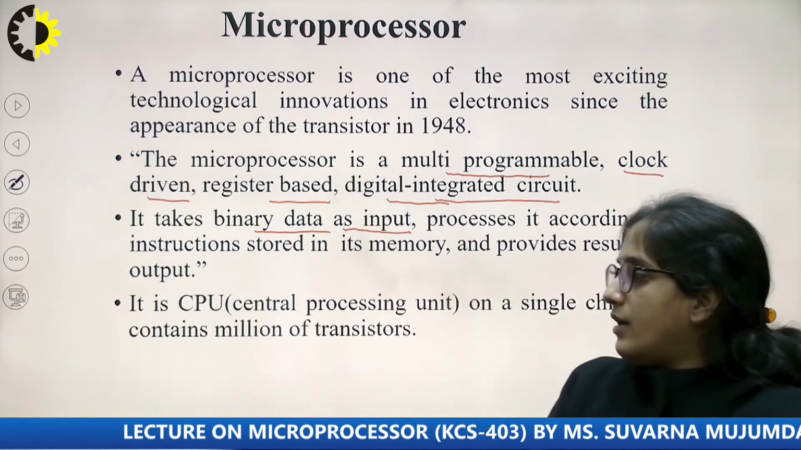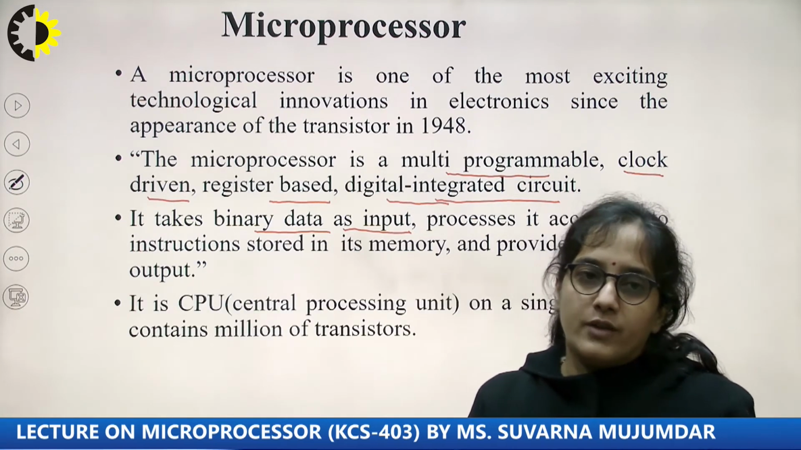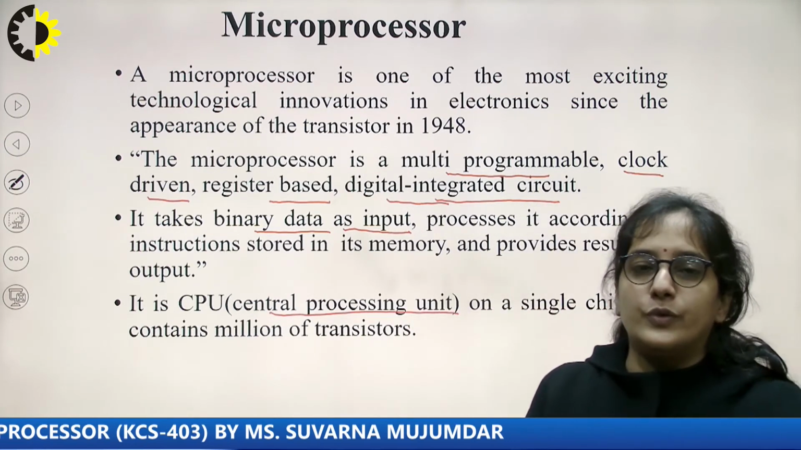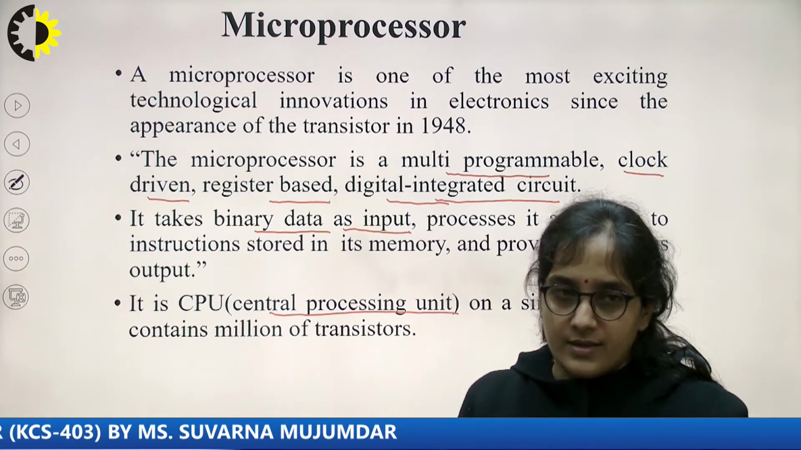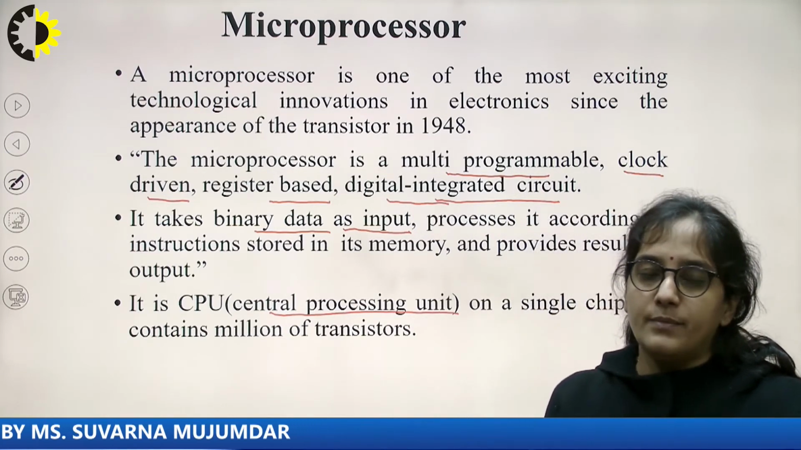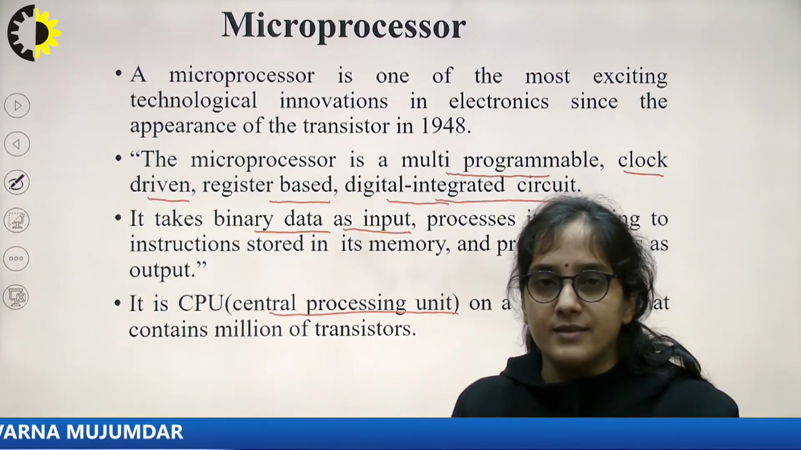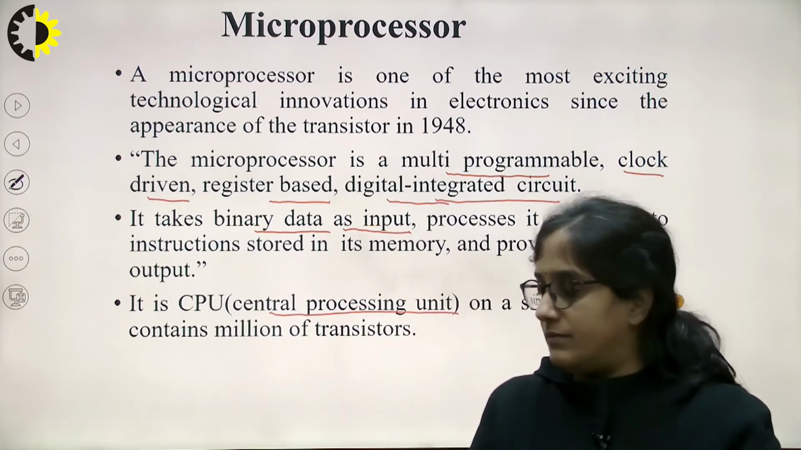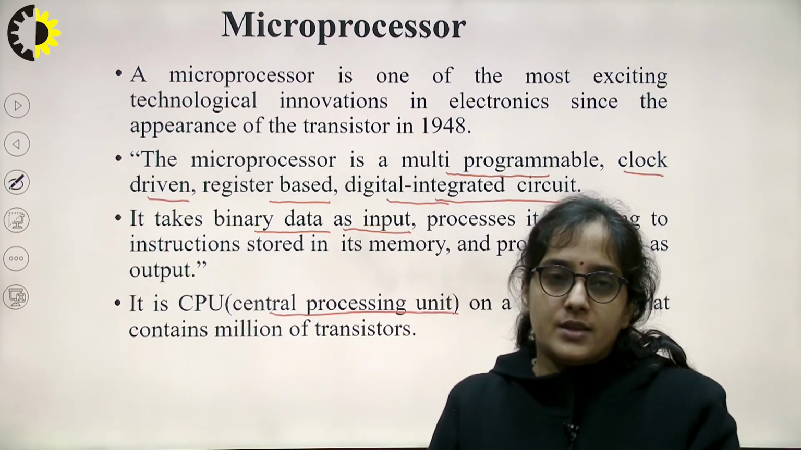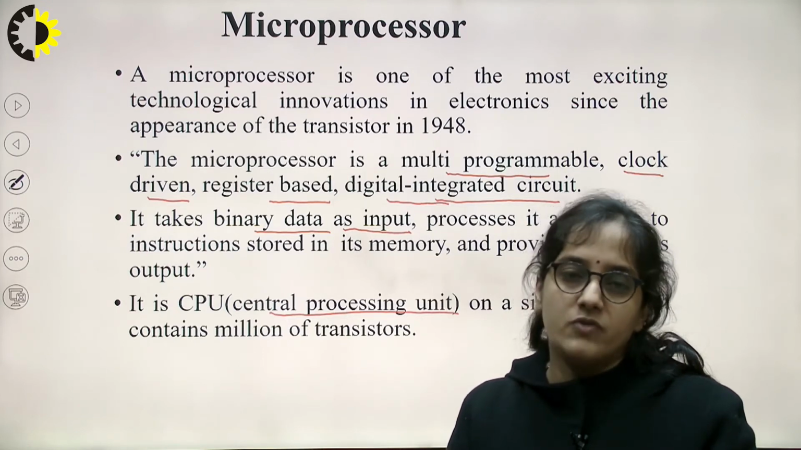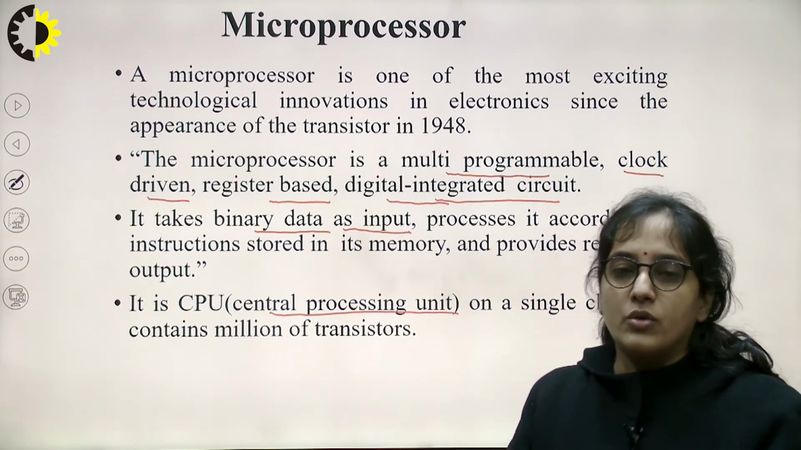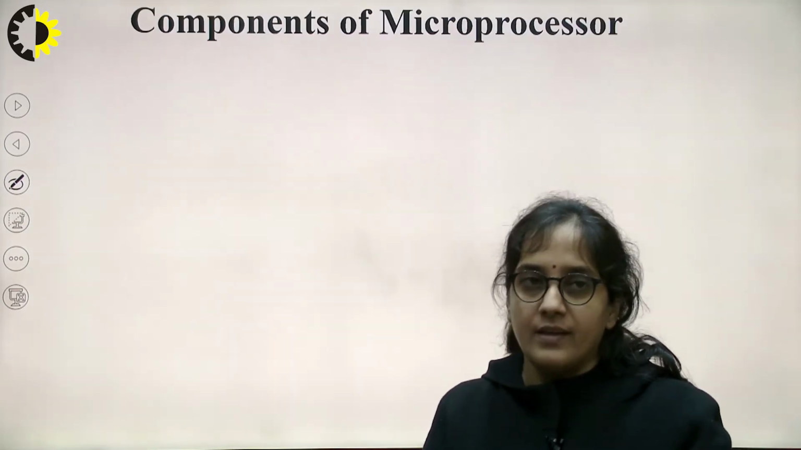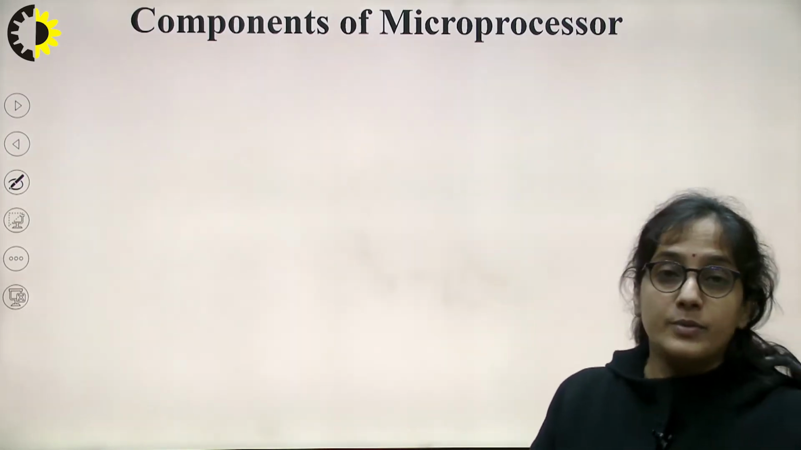Okay. So, I think all of you are aware of the term CPU, central processing unit. This is what our microprocessor is. It is a CPU on a single chip that contains millions of transistors. So, after the invention of the transistor, it gave us immense pleasure. We have this microprocessor in the market, which we are using nowadays to control each and every element, or we can say each and every device. So, what are the components of this microprocessor?